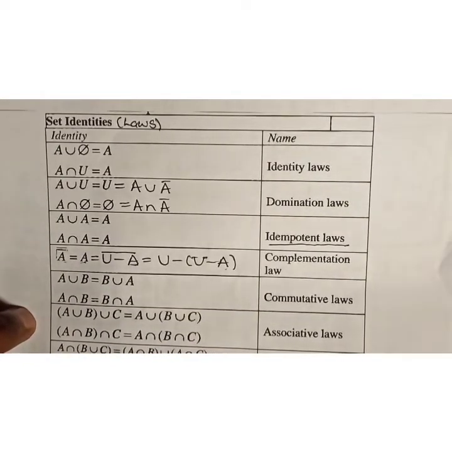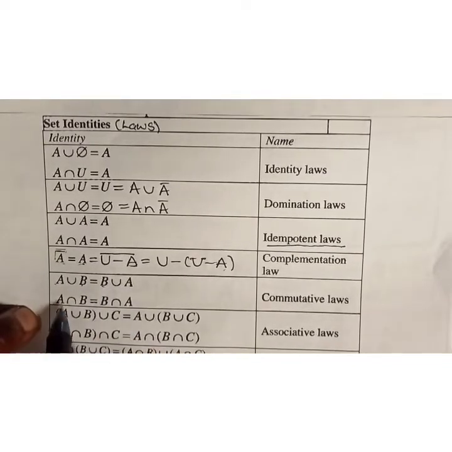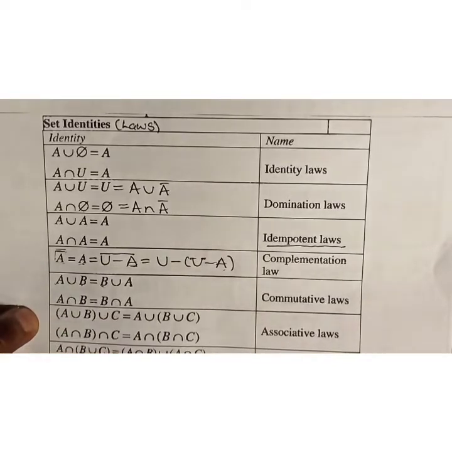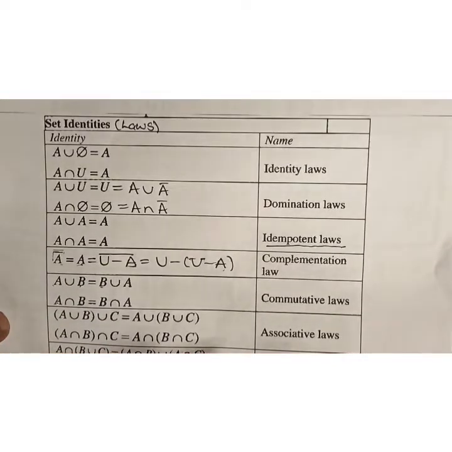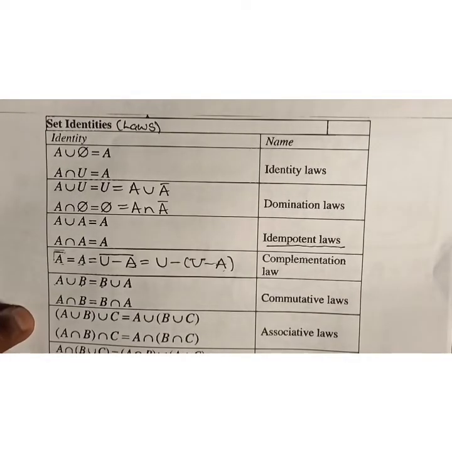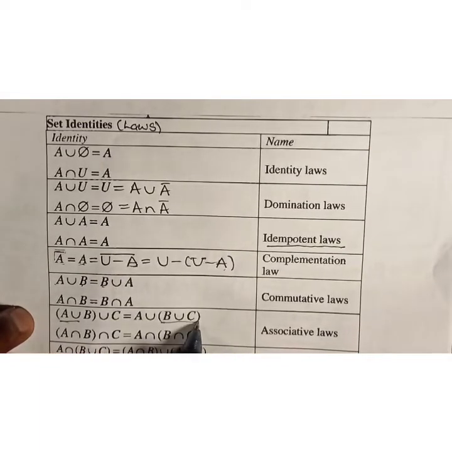Commutative laws. A union B is B union A. A intersect B is B intersect A. Then associative laws. Associating the brackets. This is what is happening. Can you see? It's just about moving the brackets.